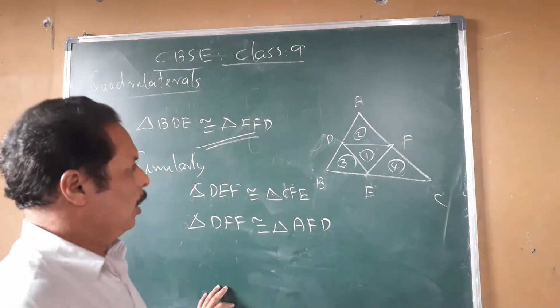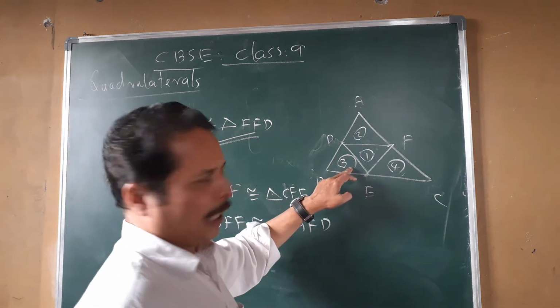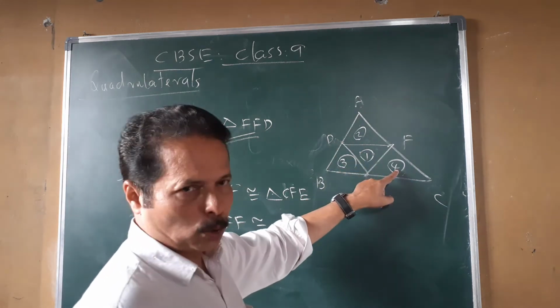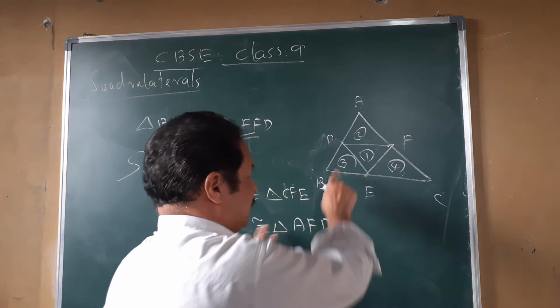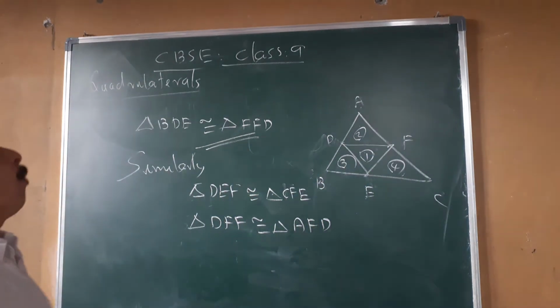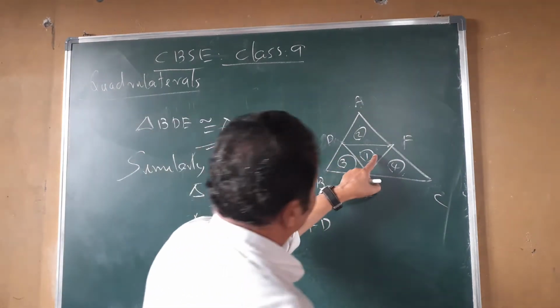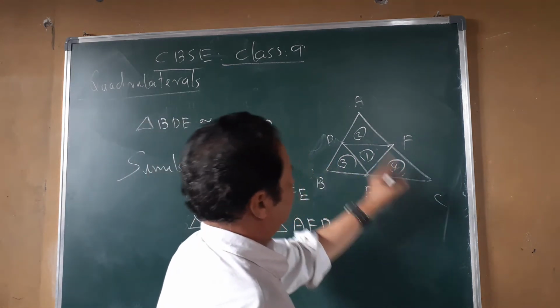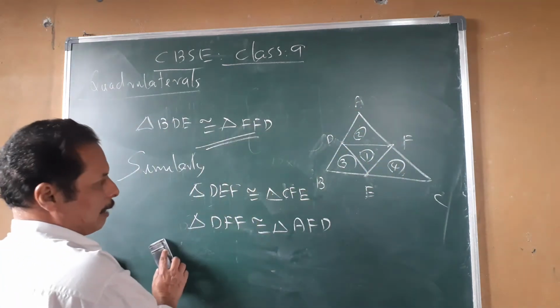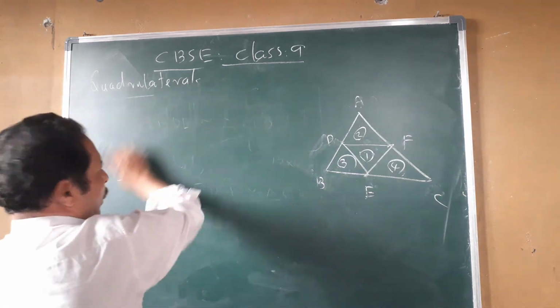Is it completed? So first of all, you prove these two triangles are congruent. Similarly, these two triangles are congruent. These two triangles are congruent. That means the four triangles are congruent. Triangle DEF congruent to triangle BDE, congruent to triangle CEF, congruent to triangle AE. Is it completed? Are you ready?